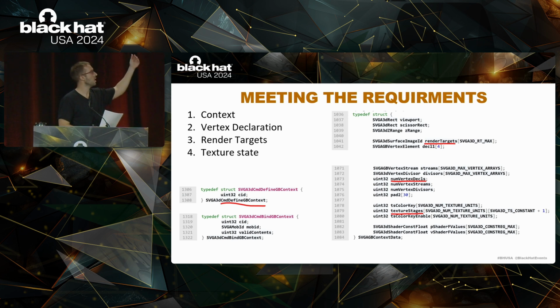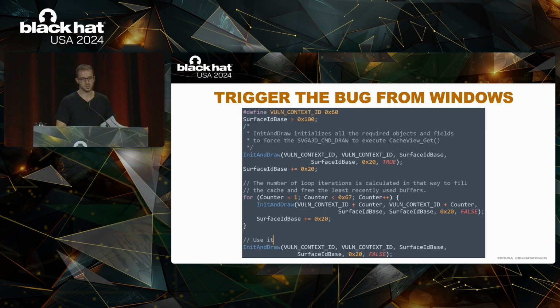On the bullets, you can see the 4 requirements. First, when I define a context, I meet the first requirement. Then, when binding this context with a mob and providing the data structure on the right as an input, you can see that I'm able to also provide the render targets, the vertex declarations, and the texture state, and finally meet all the requirements and trigger the bug from the Windows virtual machine.